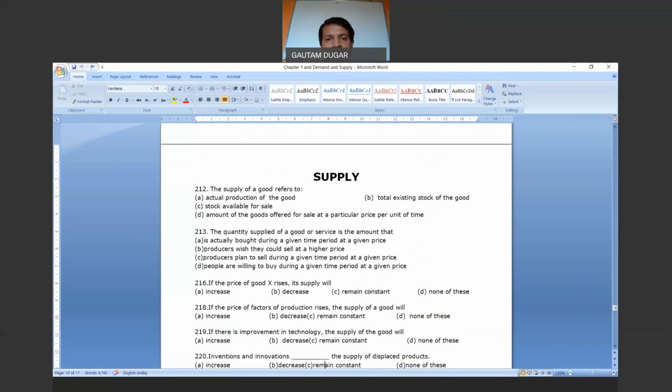Right now, supply of a good refers to the quantity offered for sale at a particular point of time. Option B.